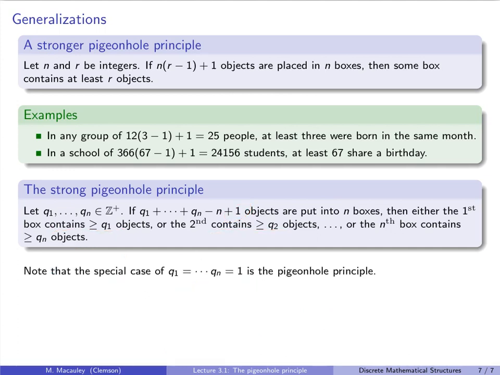Notice that the special case of when all of the qi are equal to 1 is just the standard pigeonhole principle that we started with. And the special case of all of the qi being equal to r yields the so-called stronger pigeonhole principle, not the strongest, the stronger one that's listed up here.